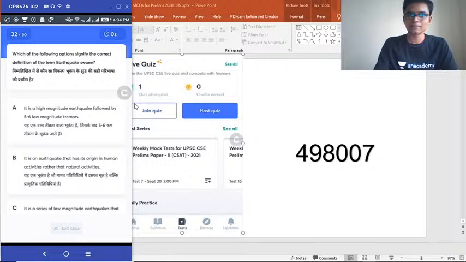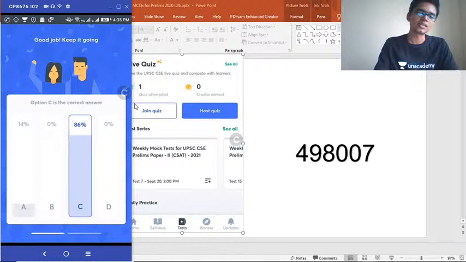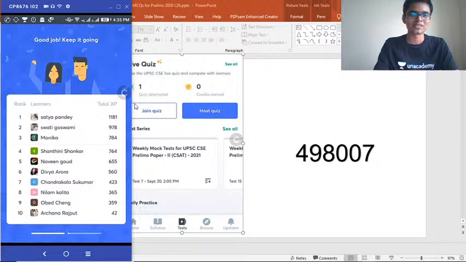32nd question and the time is up. Correct answer is option C, 86% getting that. Very good. Small tremors consistently for a longer period of time.